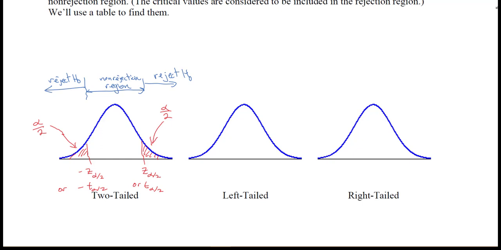Okay, let's look at a left-tailed test. In a left-tailed test, all of our alpha goes into the left side, so we don't split it. And you can see from the picture why we call this a left-tailed test, or a one-tailed test instead of a two-tailed test. Okay, so here this value is negative, so this is going to be negative Z alpha or negative T alpha.